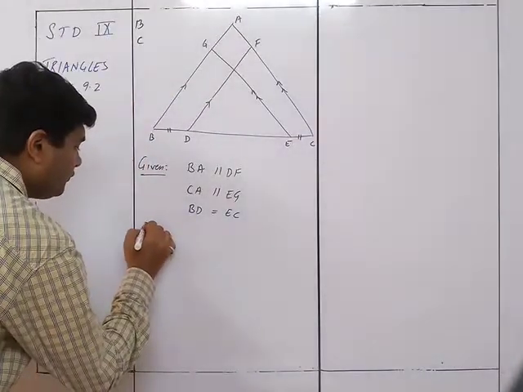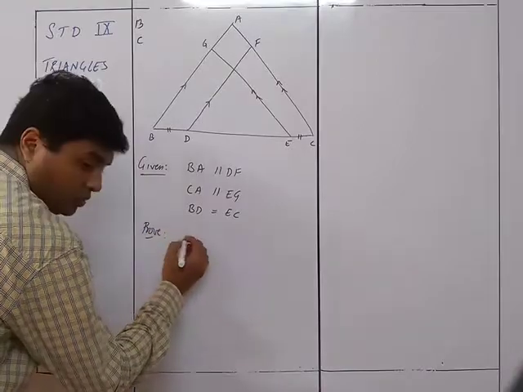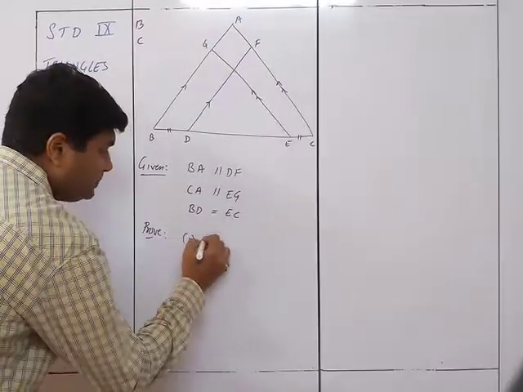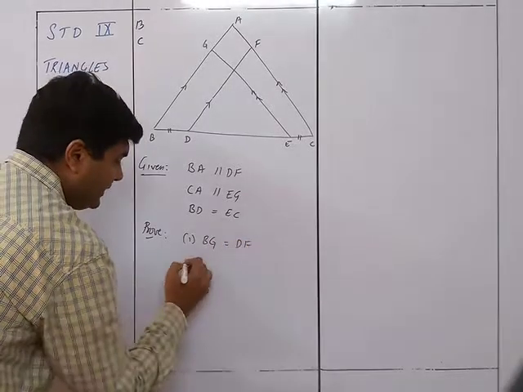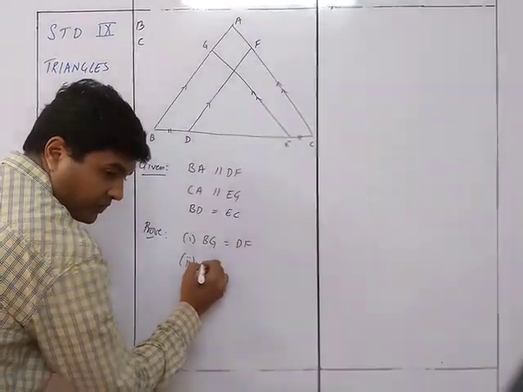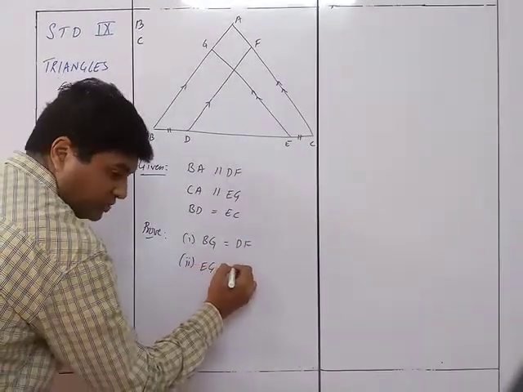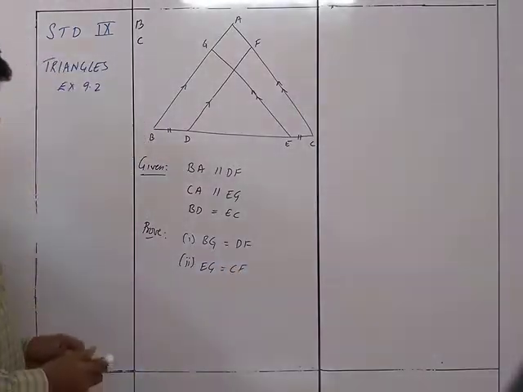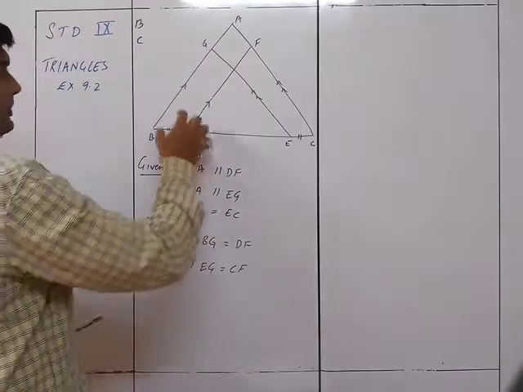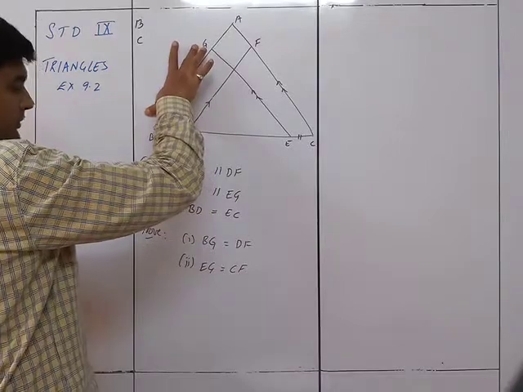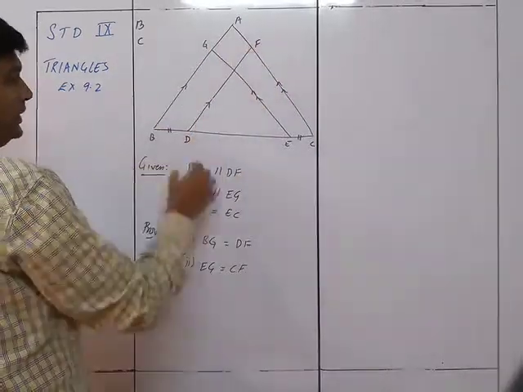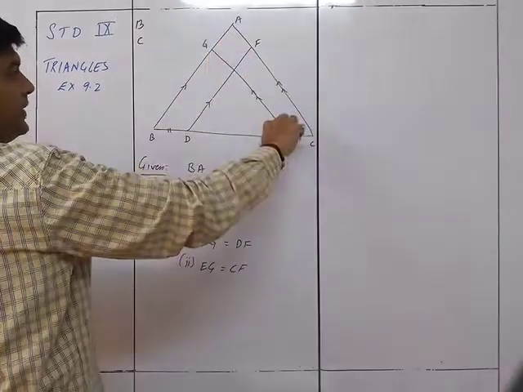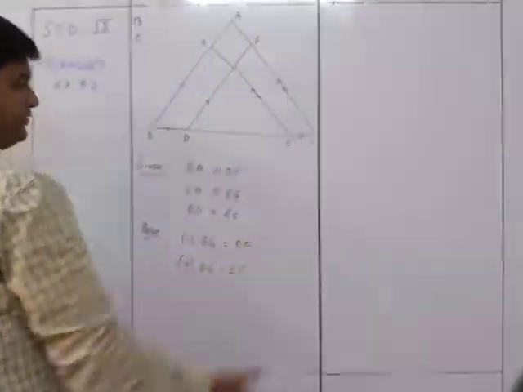You need to prove, so proof will be, first one is BG is equal to DF and second one is EG is equal to CF. BG, that is this part, is equal to DF, that is this part. EG, that is this part, is equal to CF, this part.